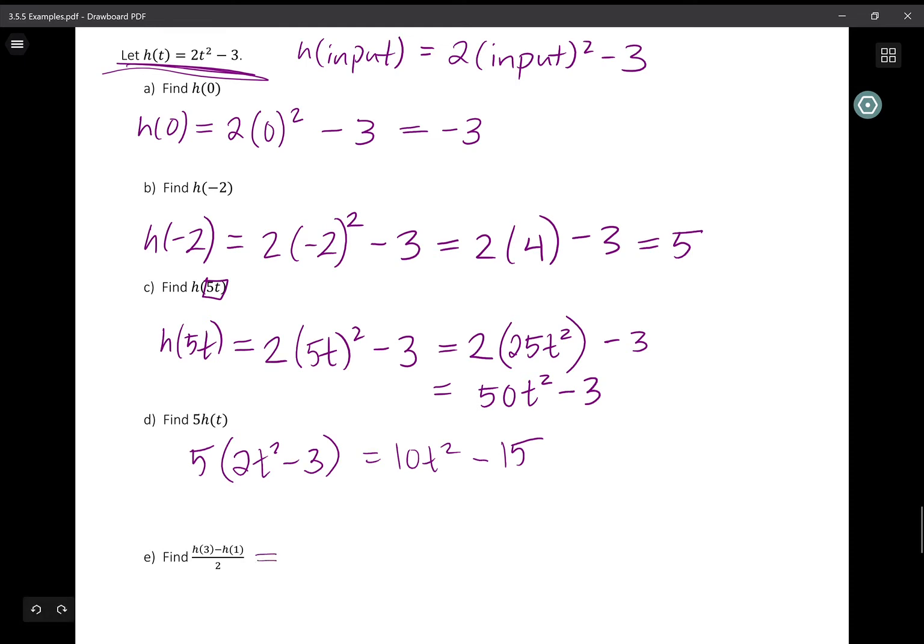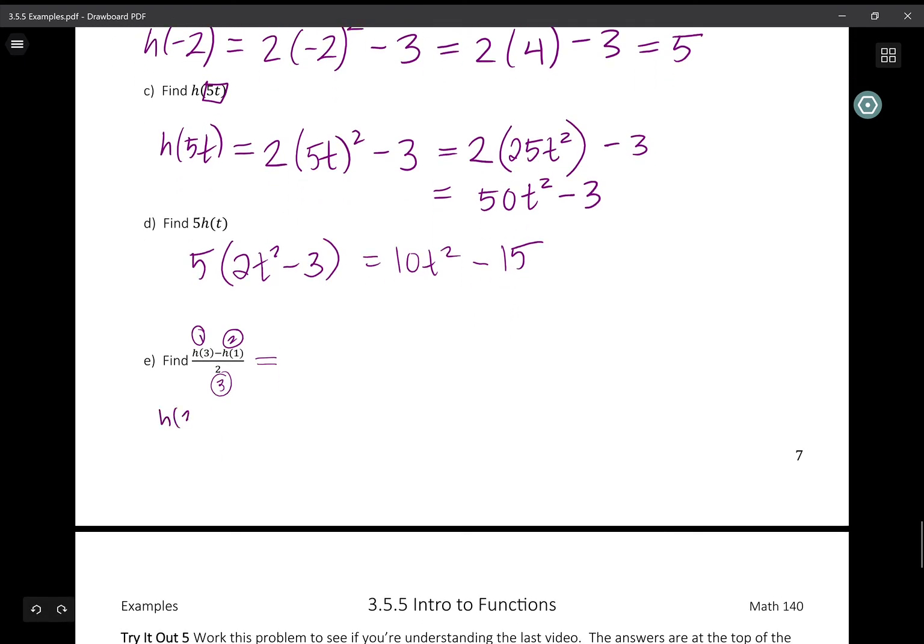Okay, so this one looks really scary, but you just need to take it in pieces. Pieces number 1 and number 2 are just to find h of 3 and find h of 1. And piece number 3 is then to do the subtraction and divide by 2. So I'm just going to side note here: h of 3 is equal to 3 squared multiplied by 2, subtract 3. So that's 2 times 9 minus 3. 18 minus 3 is 15. And then similarly, h of 1 is 2 times 1 squared minus 3. So that's really just 2 minus 3, which is negative 1.